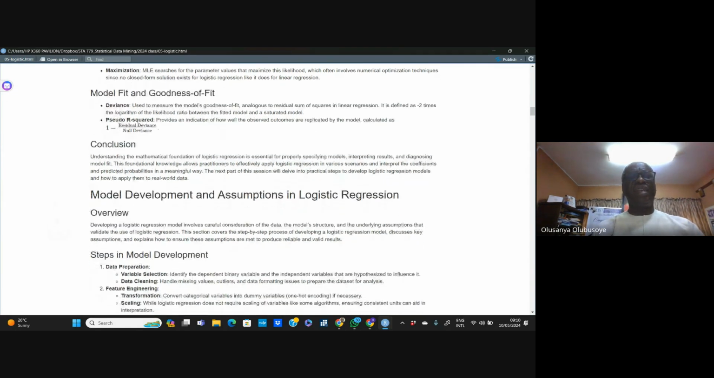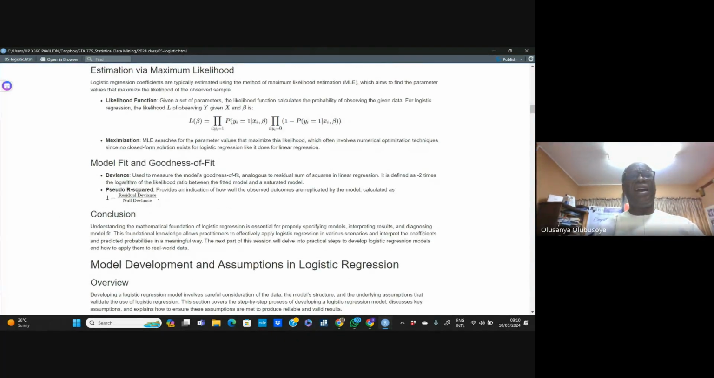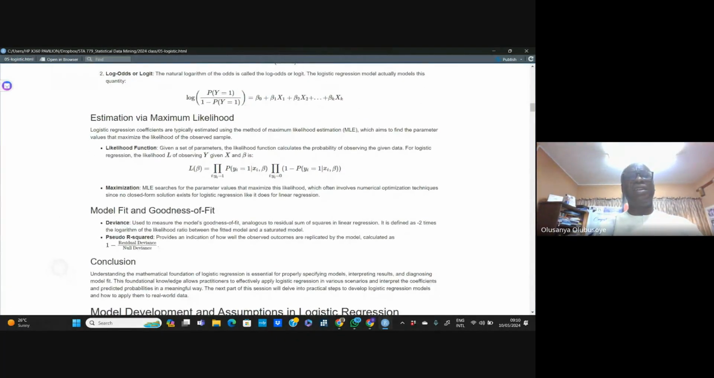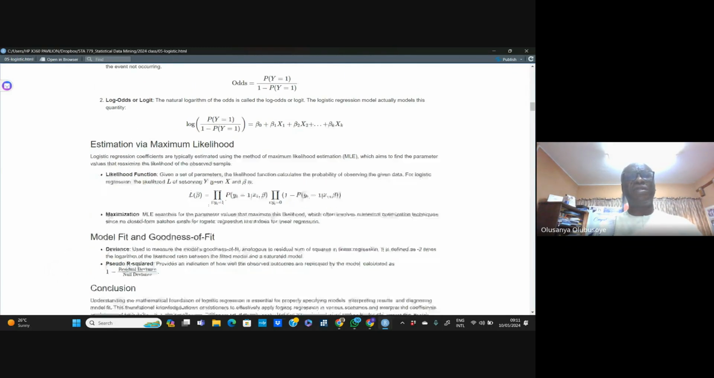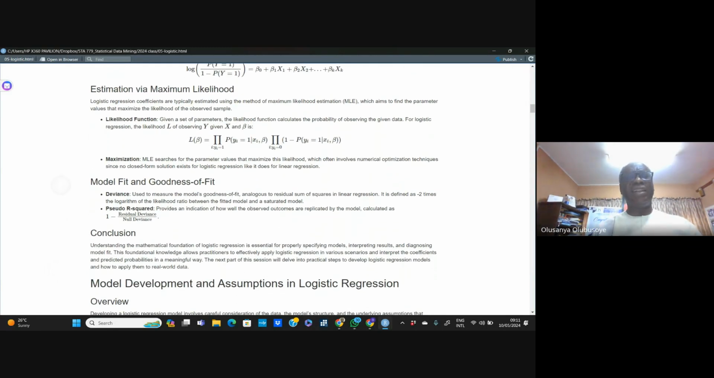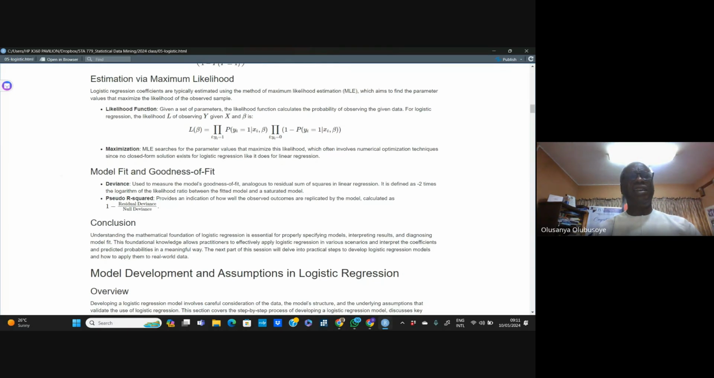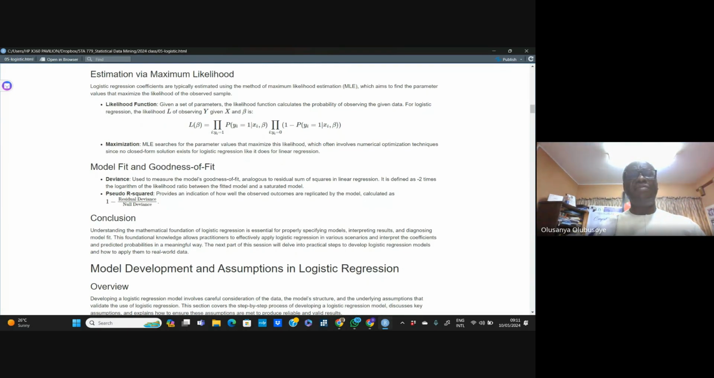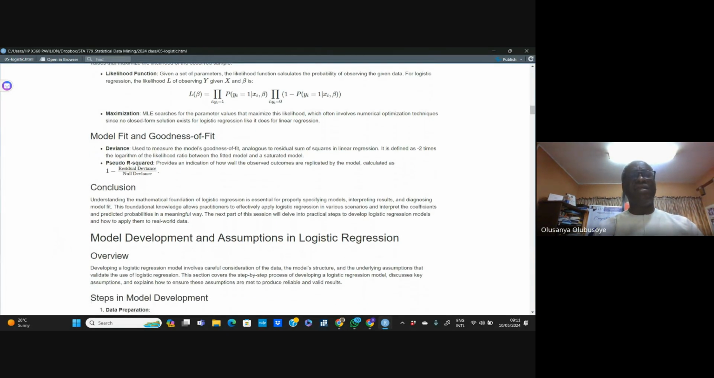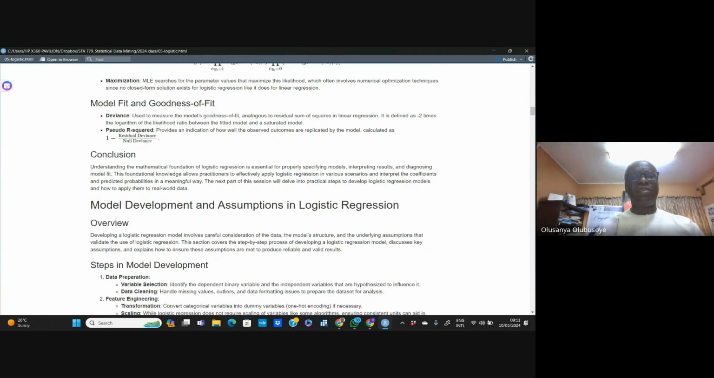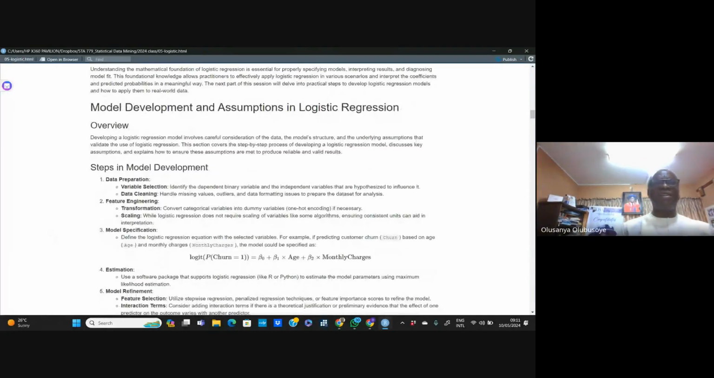So that is the discussion on the computation of odds, logit, and then the estimation of the parameters, as well as the measure of goodness of fit. I hope that is clear.